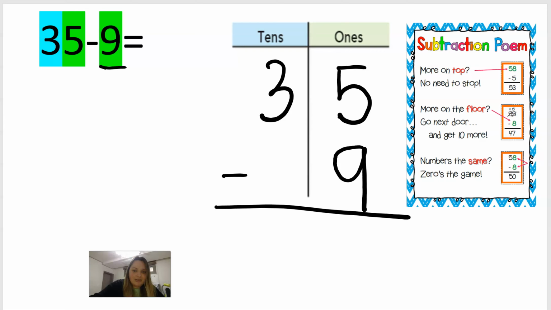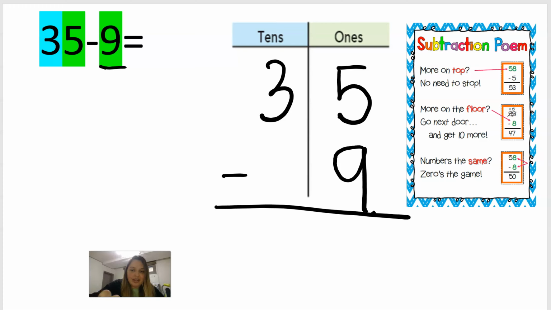Let's go ahead and use our subtraction poem. More on top? No need to stop. Wait a minute. There's more on the floor. More on the floor. Go next door and get 10 more. You see, there's more on the floor. So let's go next door to the tens.